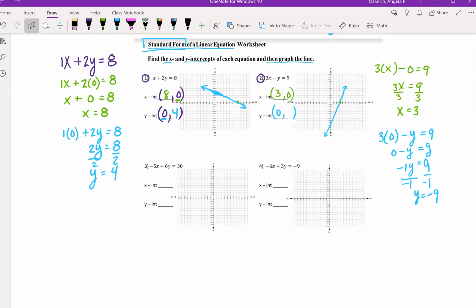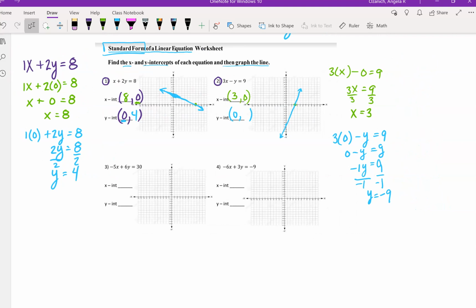So hopefully that example, when you took a look at the work that you did, you were seeing something like this, where you're keeping your work organized: first making y equal to 0 to find x, and then making x equal to 0 to find y, and solving and graphing from there. Okay. Questions 3, 4, and then 5 and 6, which are below these on your worksheet, are part of your assignment this week.